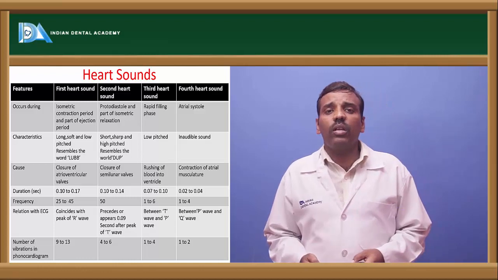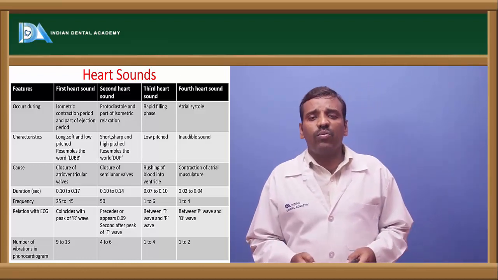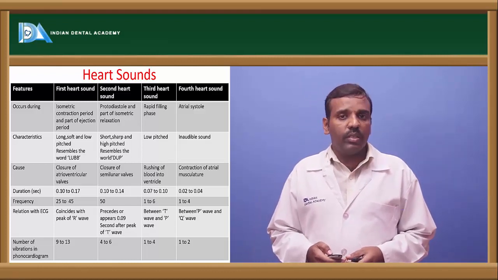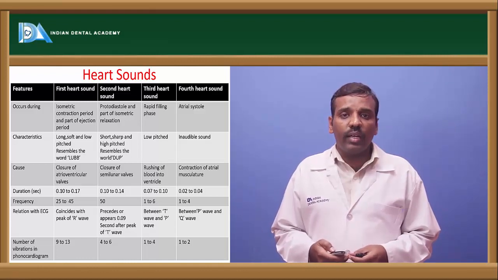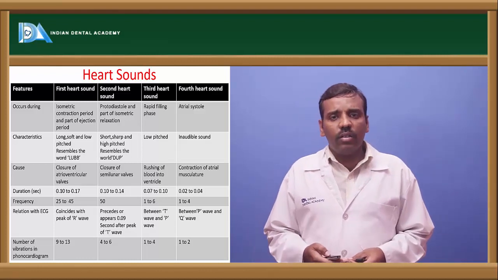This is about the heart sounds and its 4 sounds. We can listen only to the first and second heart sounds, which resemble "lub" and "dub". The third heart sound we can hear by the phonogram, and the fourth heart sound we can only record by the phonogram.